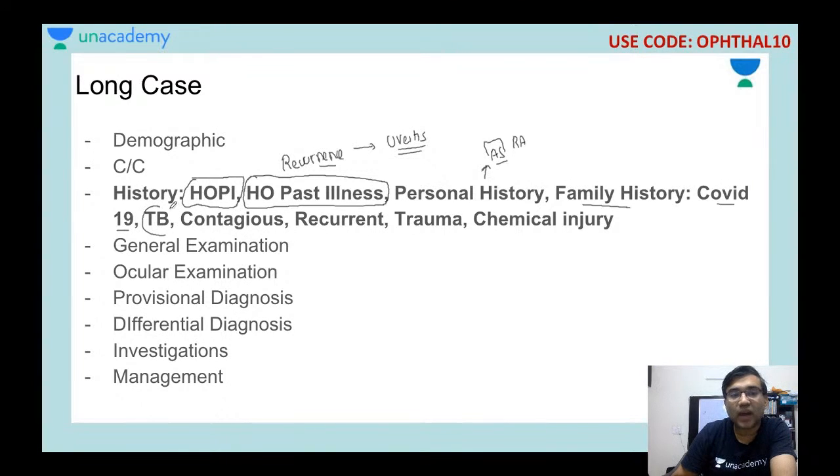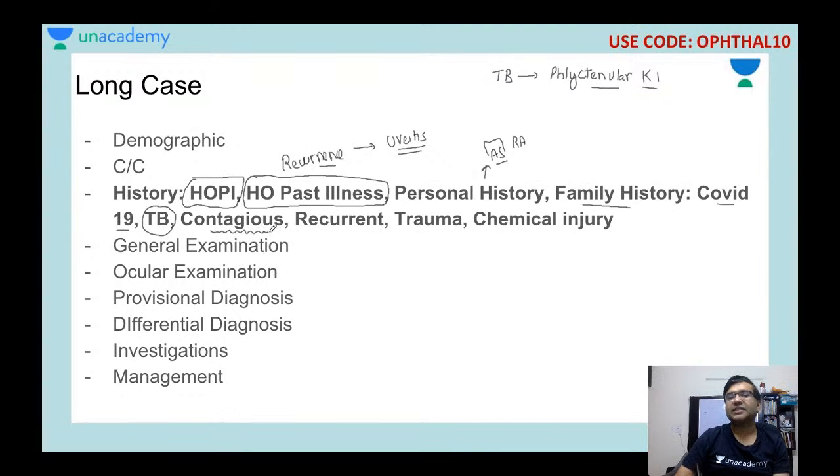Then tuberculosis. Why is tuberculosis important in the red eye? Which differential diagnosis of the red eye can be because of tuberculosis? Can anyone tell me? Why do we want to take a history of tuberculosis in a red eye? Remember, tuberculosis history is important whenever we are talking about phlyctenular keratoconjunctivitis. Have you ever heard the name? In phlyctenular keratoconjunctivitis, the history of tuberculosis is so important.